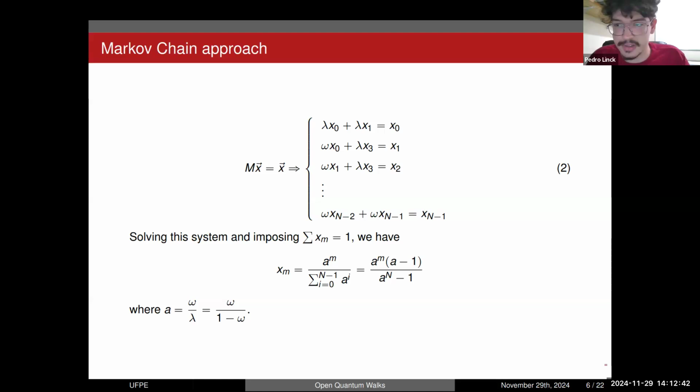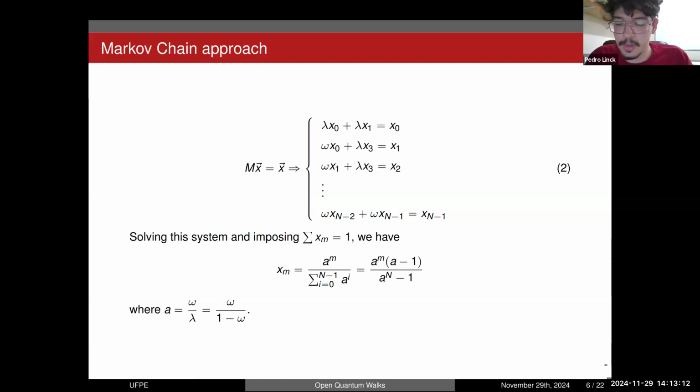It's the convergence of the Markov chain to this state. Okay, and this parameter A, I just defined it because it is convenient to treat mathematically, so we don't have a lot of omegas and lambdas, or omegas and 1 minus omegas. This formula is quite simple, quite elegant, quite small. So we are going to use this parameter A to do some calculations.